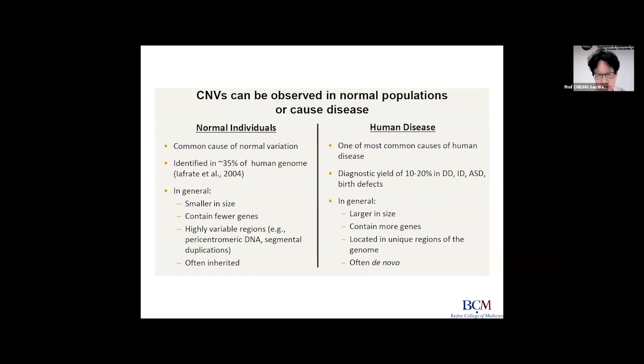In contrast, disease-causing CNVs are one of the most common causes of human disease. The diagnostic yield is 10 to 20% in developmental delay, intellectual disability, autistic spectrum disorders, and birth defects. In general, they are larger in size, contain more genes, are located in unique regions of the genome, and are often de novo.